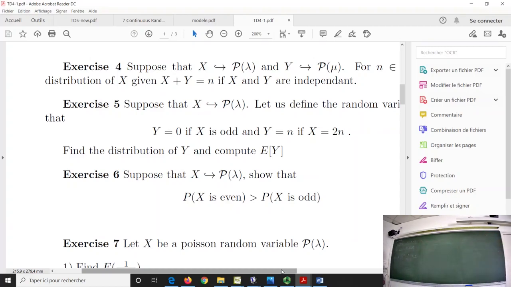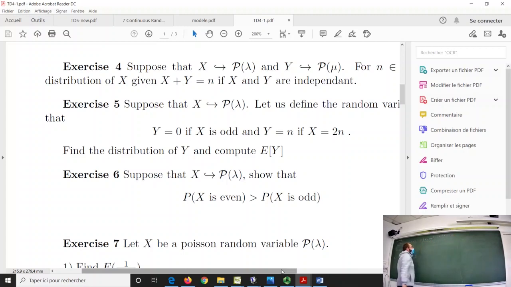Okay, so I am interested in X is even. So what is the meaning of this one? It means that X can take the value 0, or the value 2, or the value 4, or the value 6, and so on. Okay, so it's like being an even number. So if you want, I can write it this way: X equal to 0, disjoint union X equal to 2, and so on.